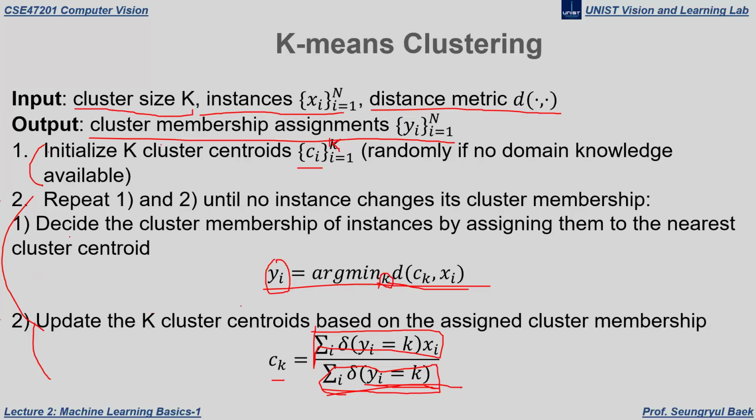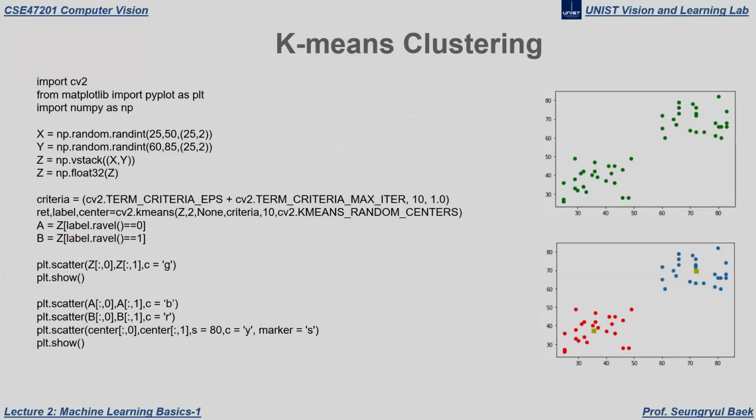So this slide is explaining what I explained using the figures, right? Okay. So this is the k-means clustering, and you can actually implement it using code like this. This part is for importing some packages, okay? And this is the part for generating the green dots, okay?